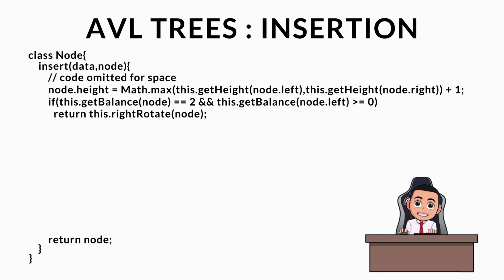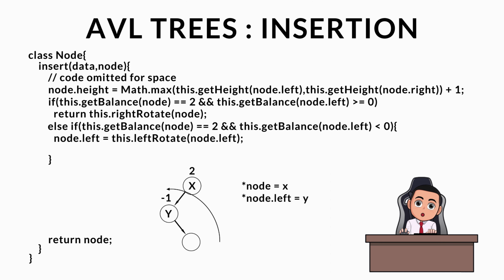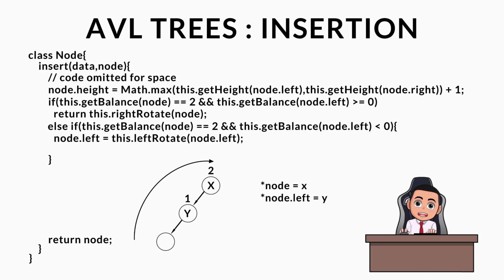Moving on to the left-right case, following the diagram, we check to see if the balance factor of the node we're at is 2, and if its left child's balance factor is less than 0. If it is, we know how to solve this. First, we perform a left rotation around y. So within the code, y is node.left. And then we go ahead and perform a right rotation around x. So node being represented by x within the diagram.